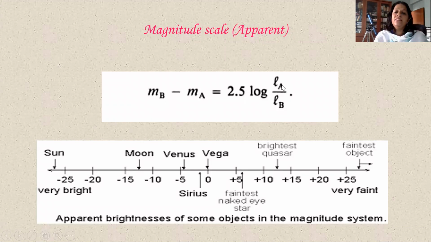times this ratio, right? So here I have another scale again, which is showing you the magnitude scale, where you can see the sun being very bright over here. The moon comes over here, and the faintest objects are in this region. So like I repeat, you have the logarithmic scale and it's a negative scale.